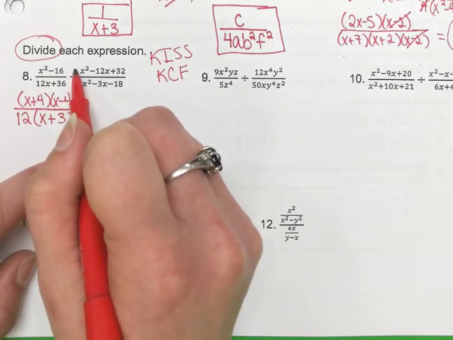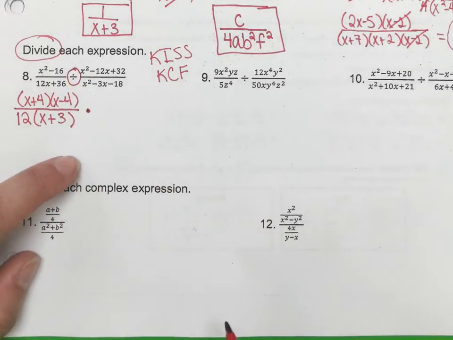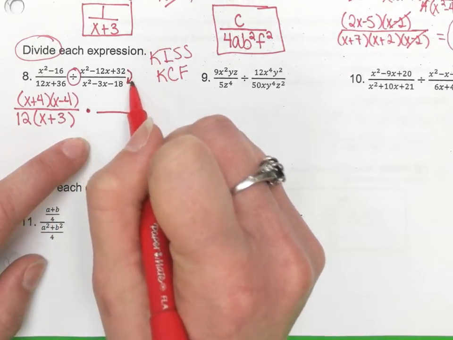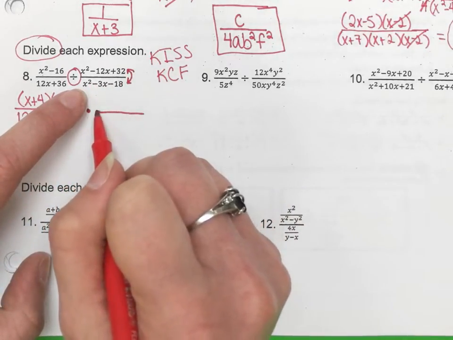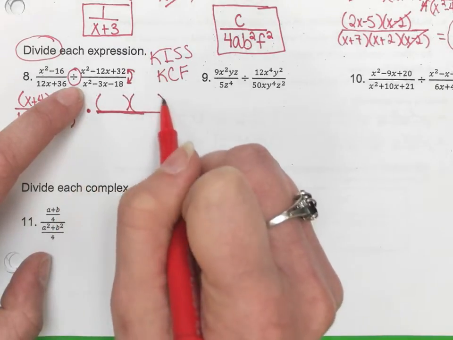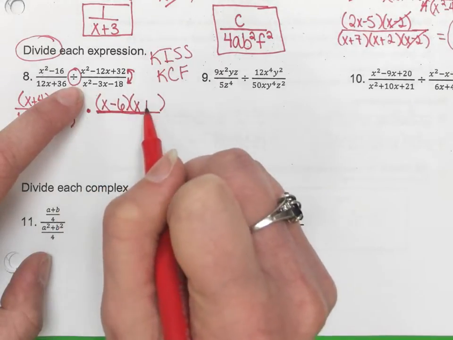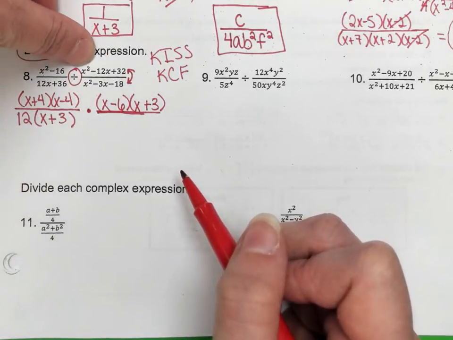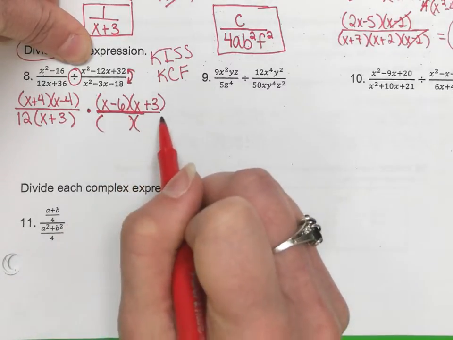Then you're going to switch the division to multiplication. And you're going to flip these two, okay? So this denominator, x squared minus 3x minus 18, is going to be on the top now. So how does that factor? Very good. And that numerator, x squared minus 12x plus 32, is now going to be my denominator. And how does that factor?